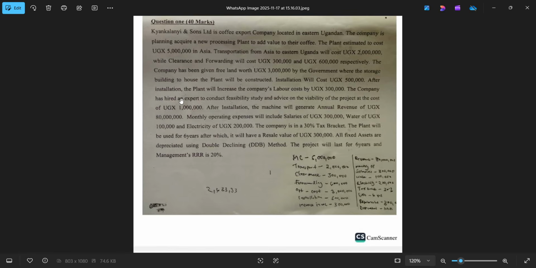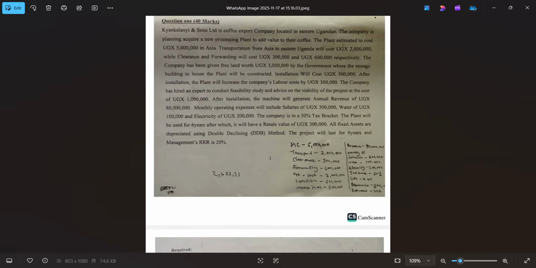The company has hired an expert to conduct a feasibility study and advise on the viability of the project. The feasibility study will not be included in our answers since it doesn't impact the installation of the plant. After installation, the machine will generate annual revenue. The annual revenue will be 80 million.